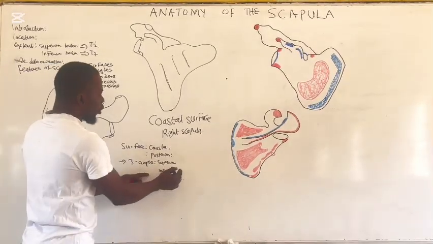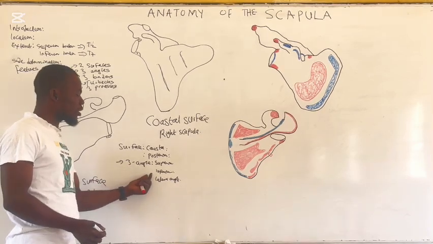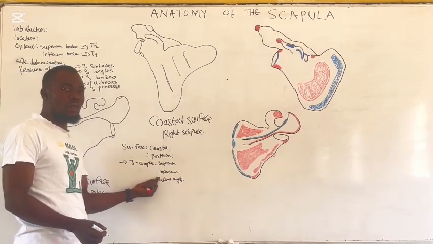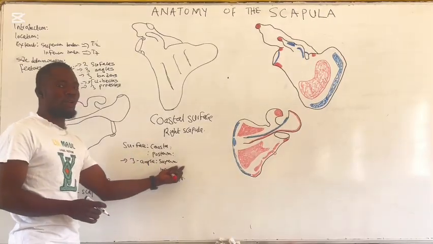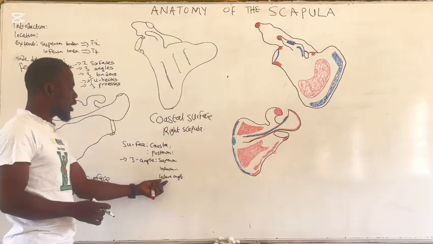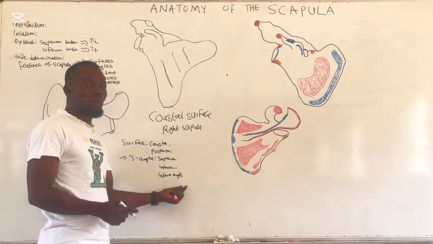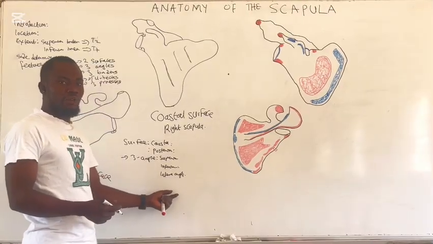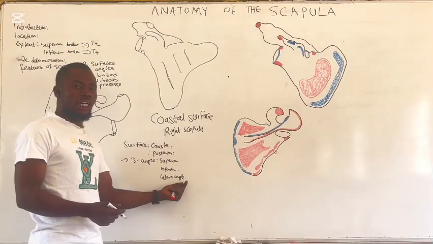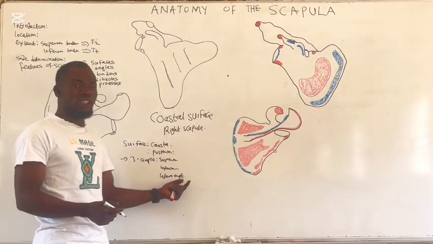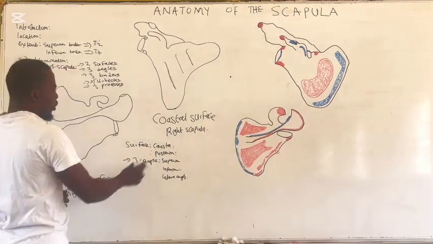The inferior angle of the scapula is located at the seventh thoracic vertebra, and it forms a link between the medial border and the lateral border of the scapula. Now, the lateral angle of the scapula is enlarged, and it presents a pear-shaped structure called the glenoid cavity. Through this glenoid cavity, the head of the humerus articulates to form the glenohumeral joint, or the shoulder joint. So that is about the angles of the scapula.